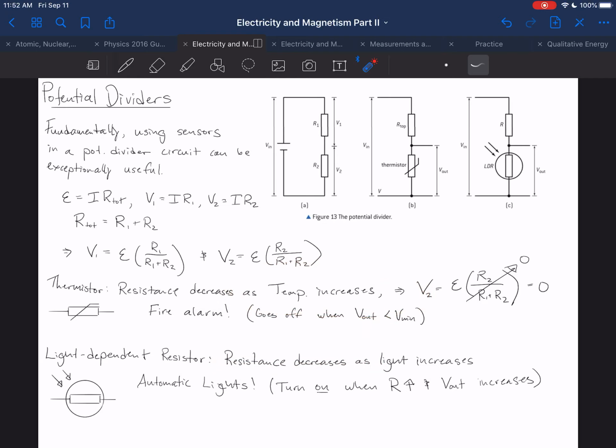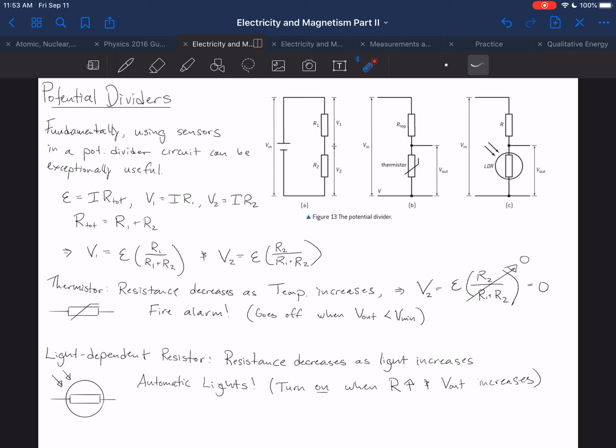This can be used to create automatic lights. So what happens is you set up this particular circuit, and as the light that is normally shining upon it during the daytime falls off, the resistance of the LDR increases, and if you tie the potential difference out to a lamp, then you can have a lamp that triggers at a particular V out that will turn on when it's dark outside. So this would be an example of a way to set up some automatic lights.